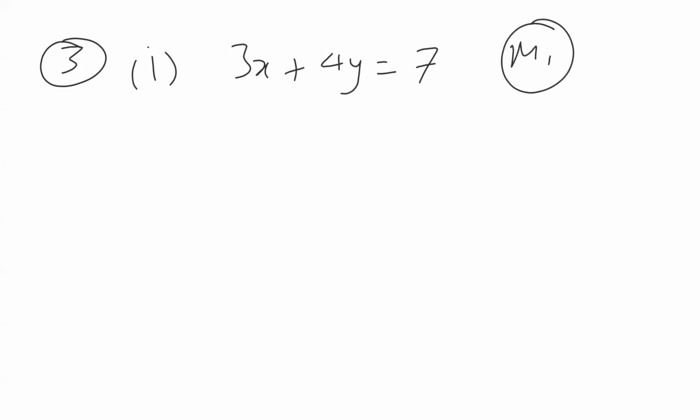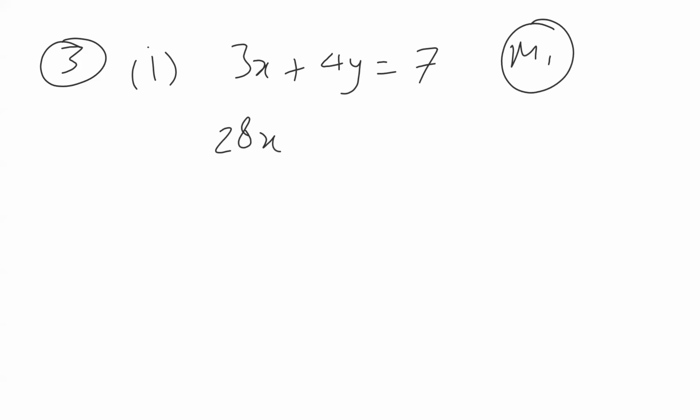Third problem. Prove that the two lines are mutually perpendicular. So there are two lines given to you. General format is given. 3x plus 4y is equal to 7. This is the first line. Get the slope of this line, m1, using general format.